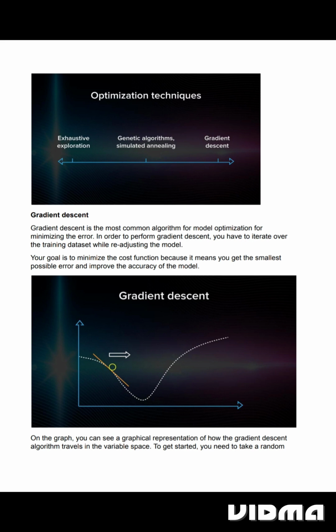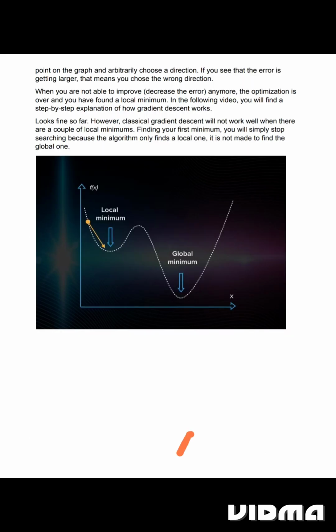in the variable space. To get started, you need to take a random point on the graph and arbitrarily choose a direction. If you see that the error is getting larger, that means you chose the wrong direction. When you are not able to decrease the error anymore, the optimization is over and you have found a local minimum. In the following video, you will find a step-by-step explanation of how gradient descent works.